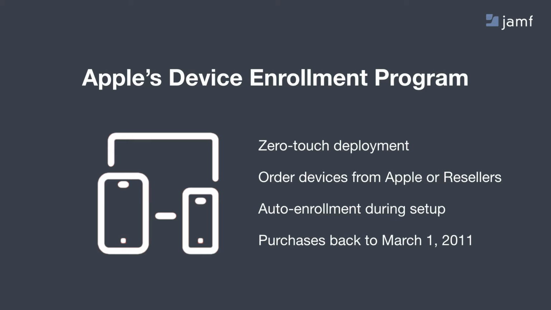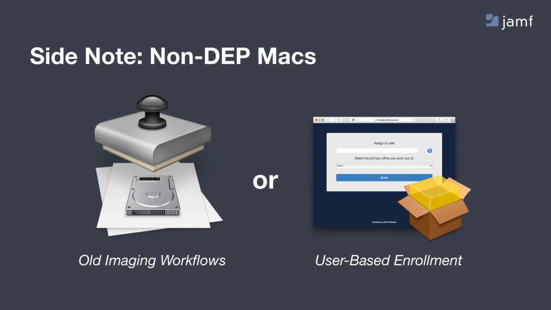So DEP is really the best way of getting Macs provisioned here for you. Now, we understand that not all Macs are DEP compatible, because you might have purchased them elsewhere, or they're older than March 1st, 2011, or you didn't set up an account with Apple. So to do that, you would rely on some older imaging workflows or user-based enrollment, where you simply visit a website and download a package file to enroll your Mac, and you still get all the same functionality that we'll be looking at here in the future.